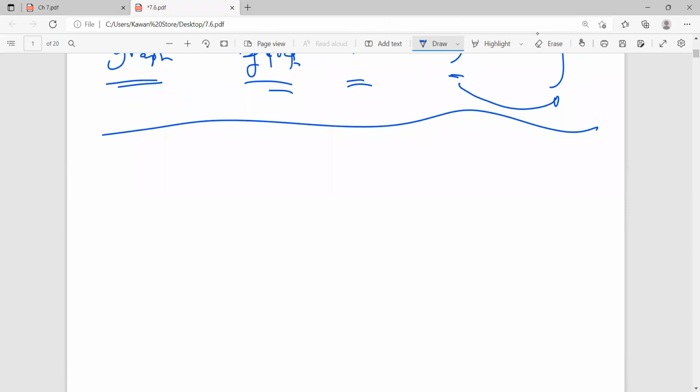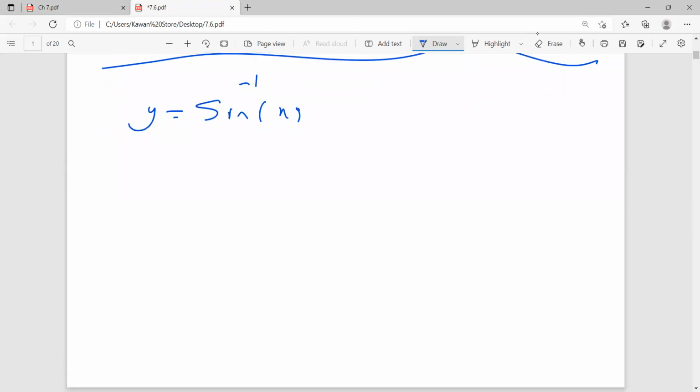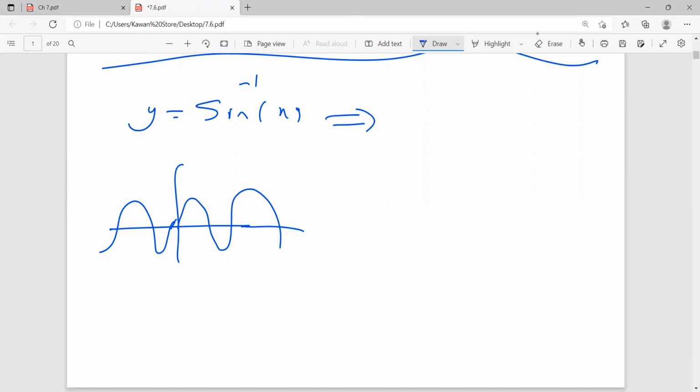First of all, I'm going to talk about sine inverse of x. And the function of the sine is like that. Am I right? The general form is like that. My question is what? Can we take the inverse of the sine? Do we have an inverse generally?